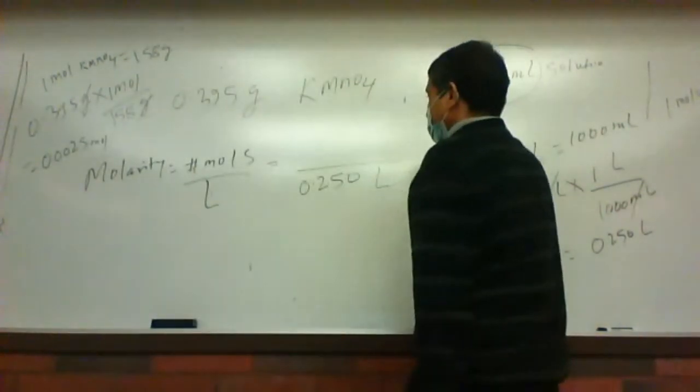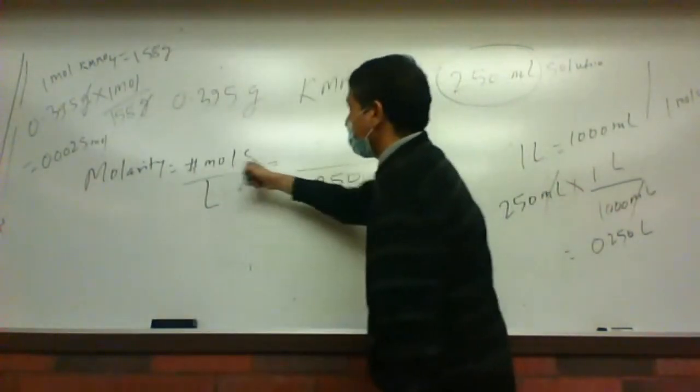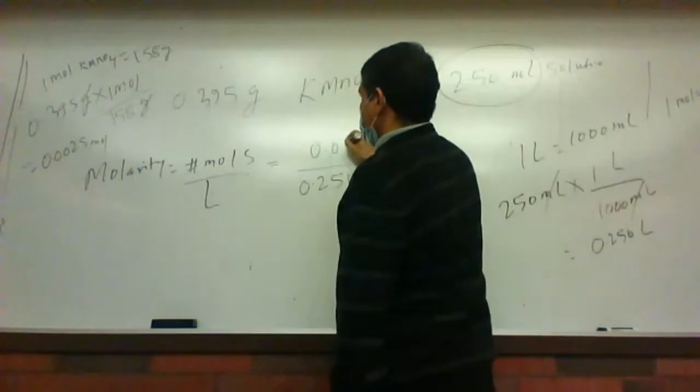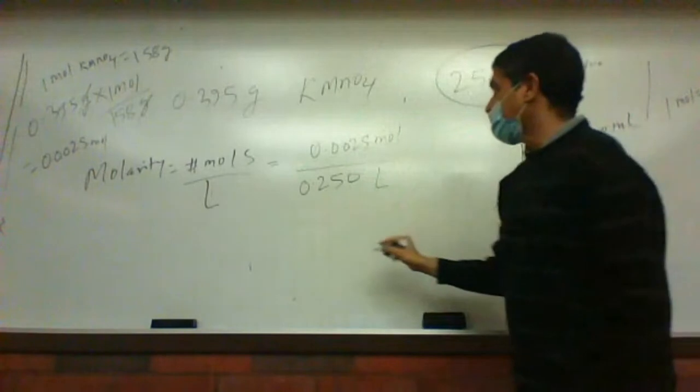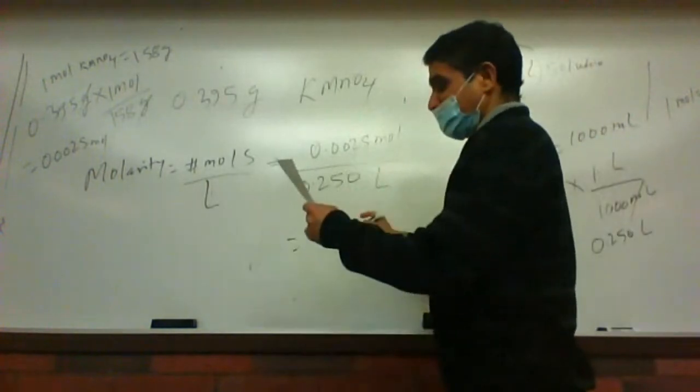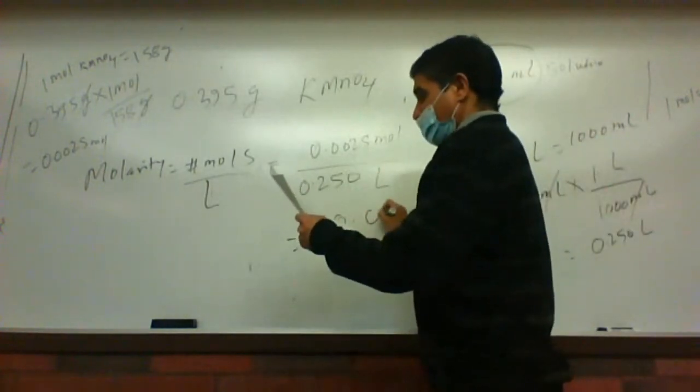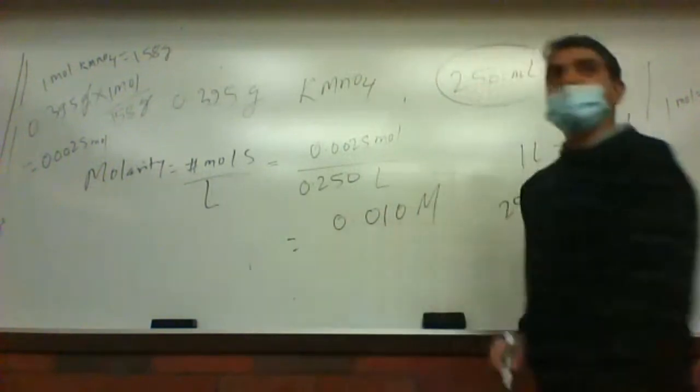I converted milliliter to liter. So liter I already put here. Now I am going to put that mole there: 0.0025 moles. So mole here, liter here. Now I got the molarity. So how much is this divided by this? I get 0.010 molar.